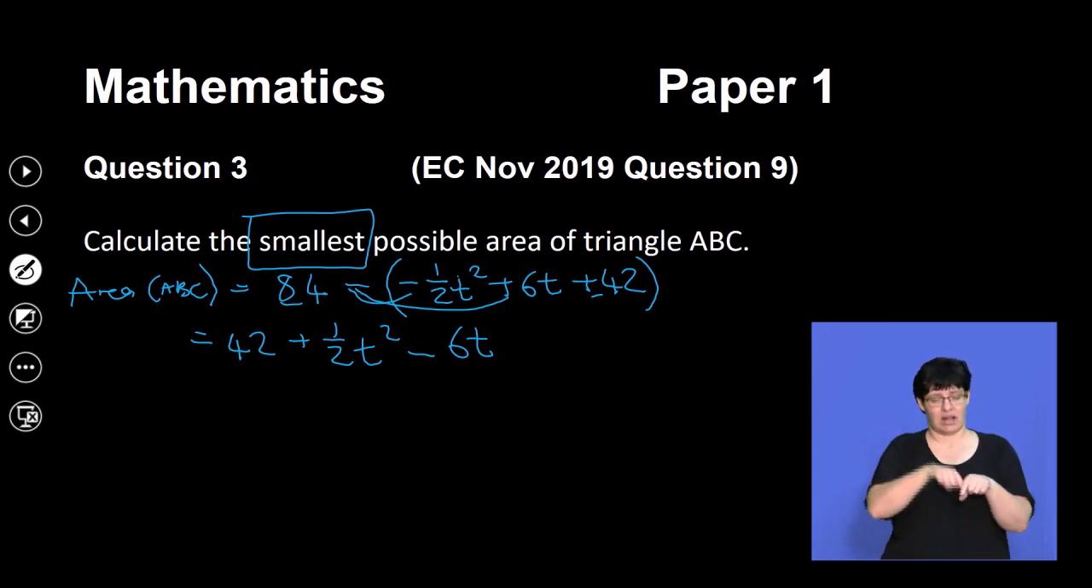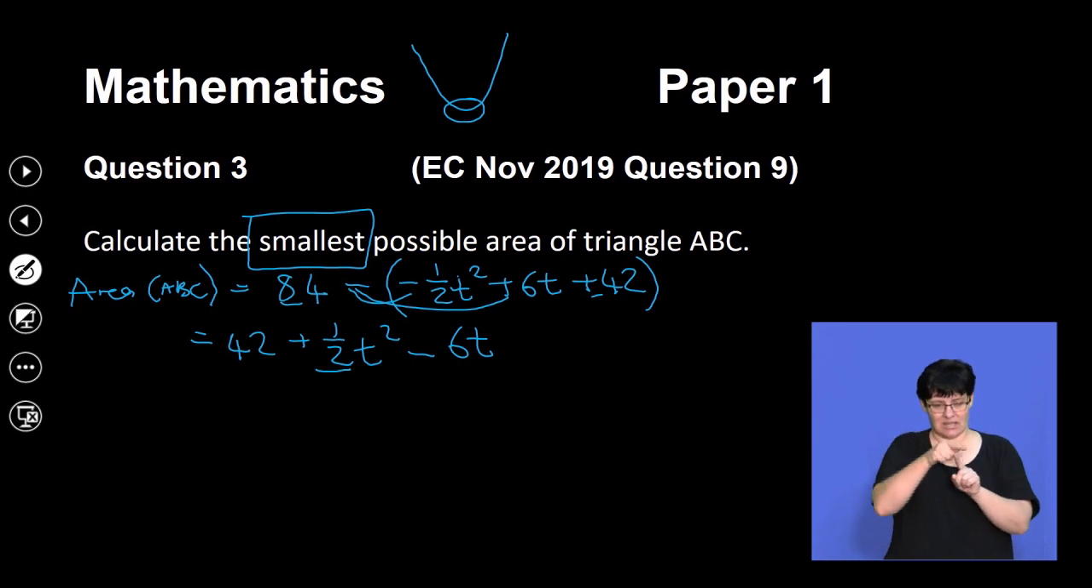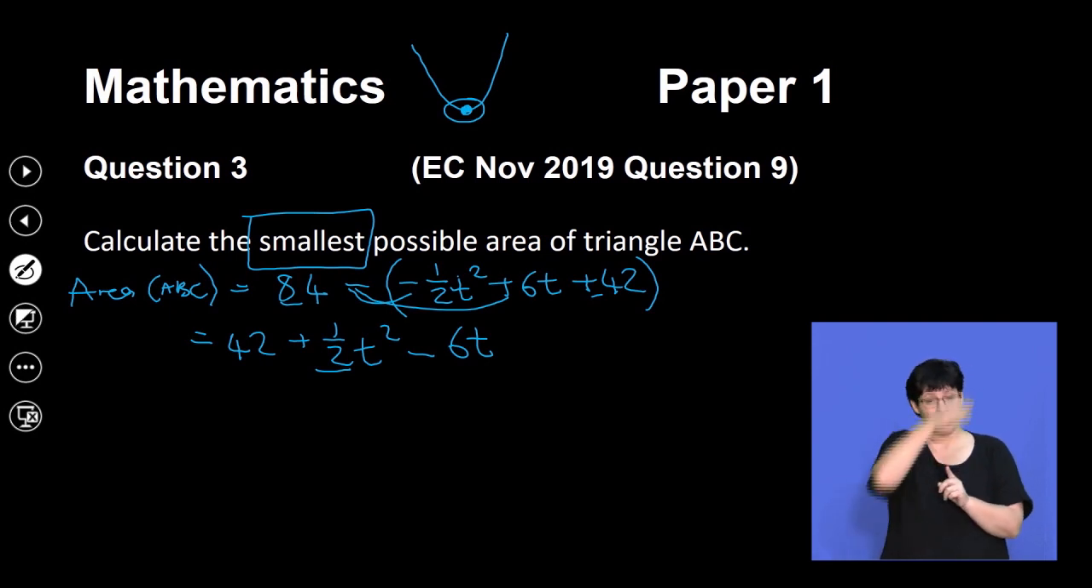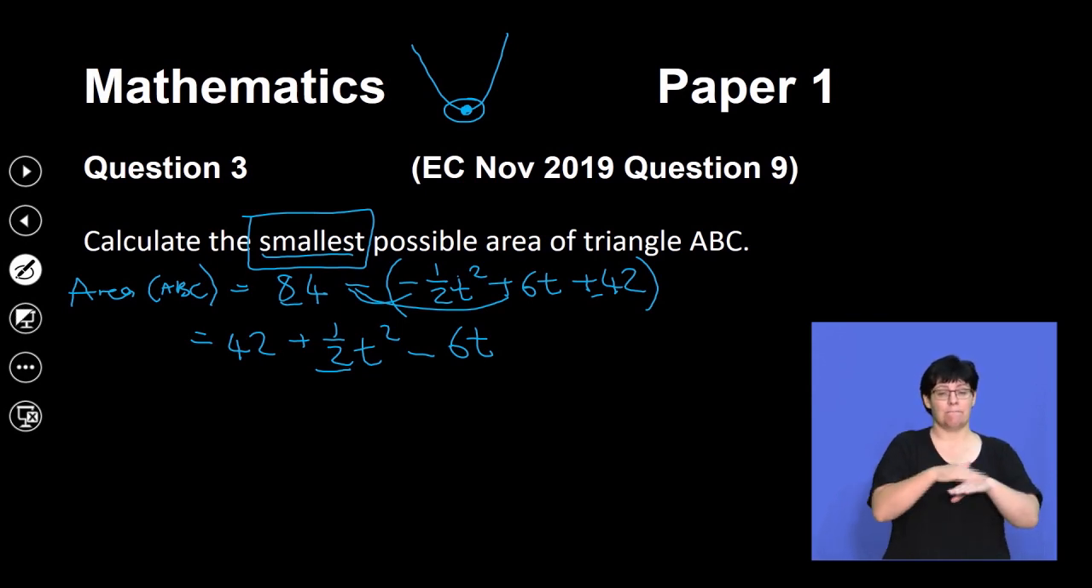So if I critically look at what that represents, it represents a happy parabola. We can see because the a would be equal to a half. So it would be a parabola with a minimum turning point. So the minimum value of that expression is going to occur at that turning point, when the gradient of that parabola is equal to 0. And that's why we can see we're trying to calculate the smallest possible area, where that quadratic expression reaches its minimum value.